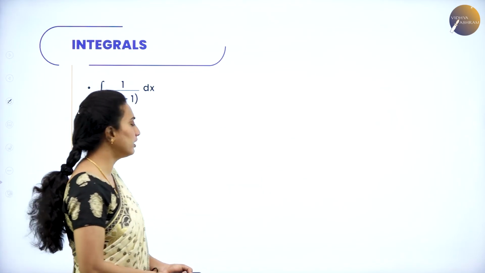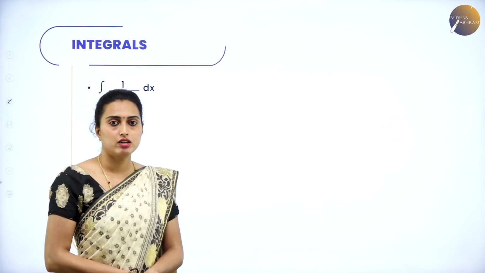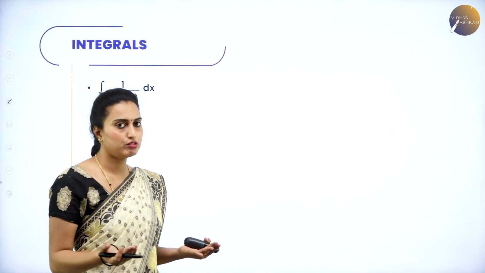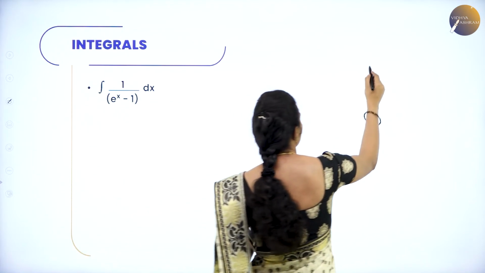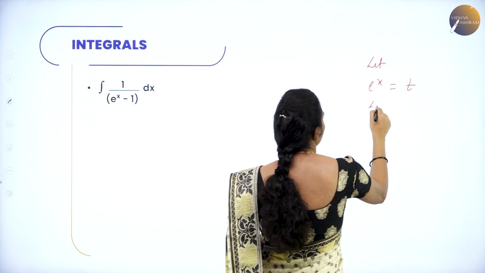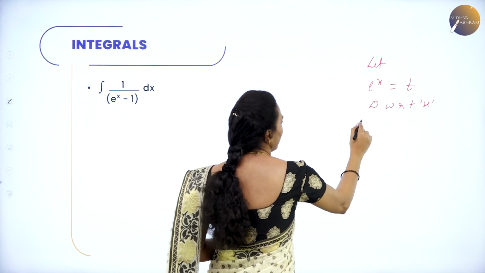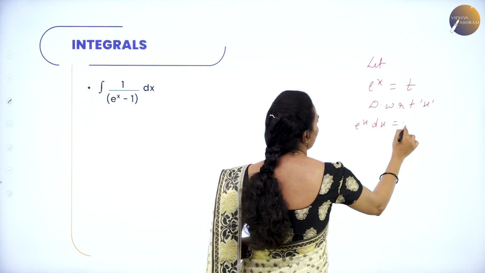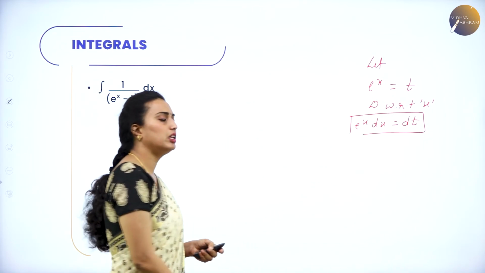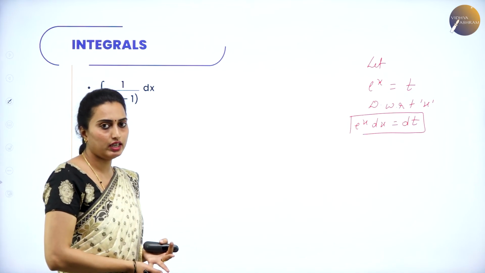What they've asked is the integral of 1 divided by e power x minus 1 into dx. But you know already what the differentiation of e power x is: e power x only. Let us substitute that. Let e power x be equal to t. Differentiate this with respect to x. So e power x into dx is equal to dt. So I can substitute e power x into dx as dt, but you do not have e power x into dx as dt.